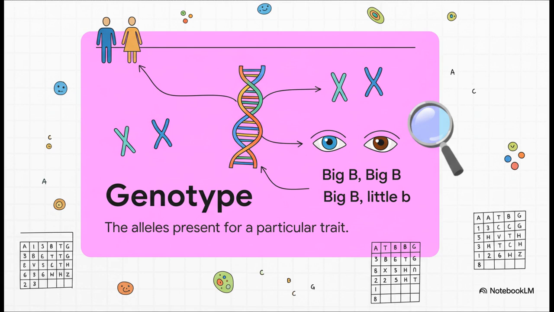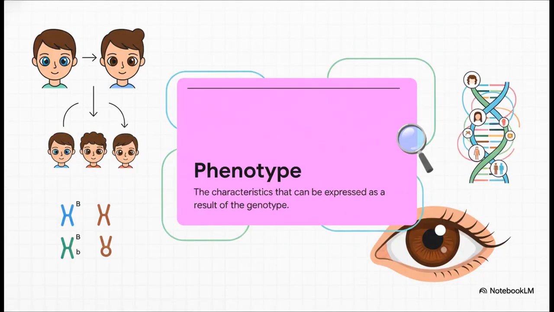This is what's actually written in your genetic code. It's the combination of alleles you got from your parents for a certain gene. So for eye color, your genotype could be big B, big B, or maybe big B, little b. And the phenotype? Well, that's what you actually see in the mirror. It's the physical trait that shows up because of your genotype. So if your genotype for eye color says brown eyes, then your phenotype is, you guessed it, brown eyes. It's the trait you can actually observe.